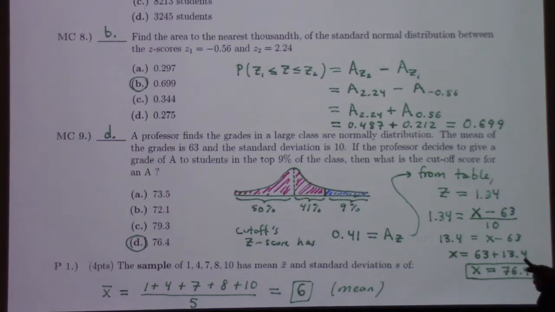So you take the difference of the areas corresponding to those z-scores. So I want A of 2.24 minus A of minus 0.56. But remember, if we've got a minus here, we pull it out. Minus minus gives us a plus. And then I look at the table. The table gives me 0.487 for z equal to 2.24 and an area equal to 0.212 for z equal to 0.56, which when you add them together, you get 0.699, which is why the answer was B there.